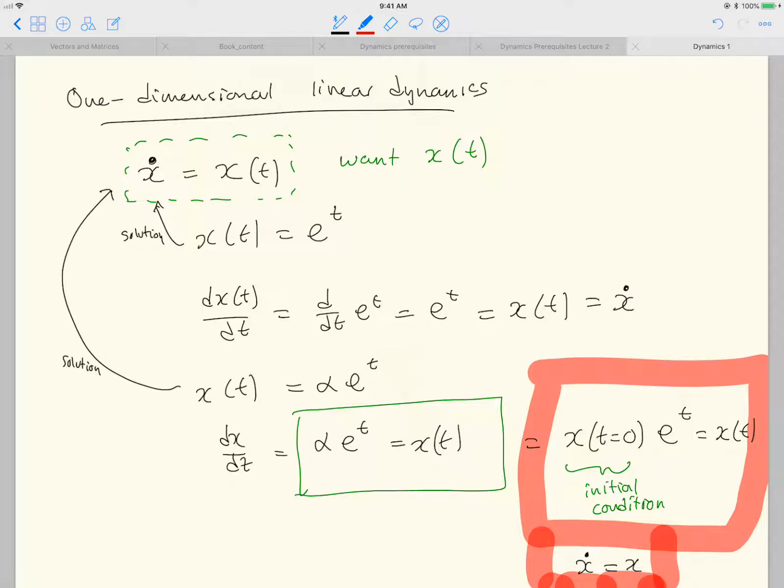So what does this look like? Let's add one more wrinkle to it. What if we have something that looks like x dot equals alpha times x? Again, we're still doing linear dynamics, so alpha is going to be a constant, and the thing on the right-hand side is still a linear function. What would be the analytical solution to this? Any guesses? So x of t should be a function such that when we take its derivative, we get alpha times the original.